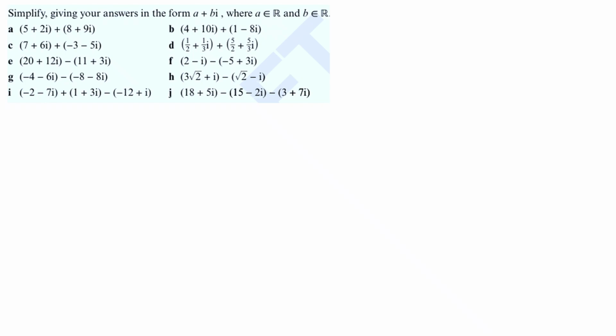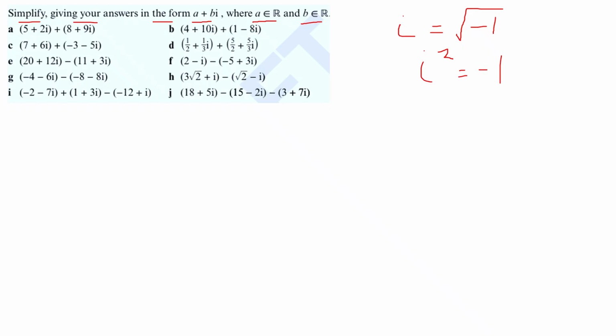Collecting like terms, okay, in this video lesson. So as to simplify, giving your answers in the form a plus bi, where a belongs to the set of real numbers and b belongs to the set of real numbers. Okay, so we're looking at your complex numbers here, where i is the square root of minus 1, if you're wondering, and i squared is denoted as minus 1. This is just a little recap.